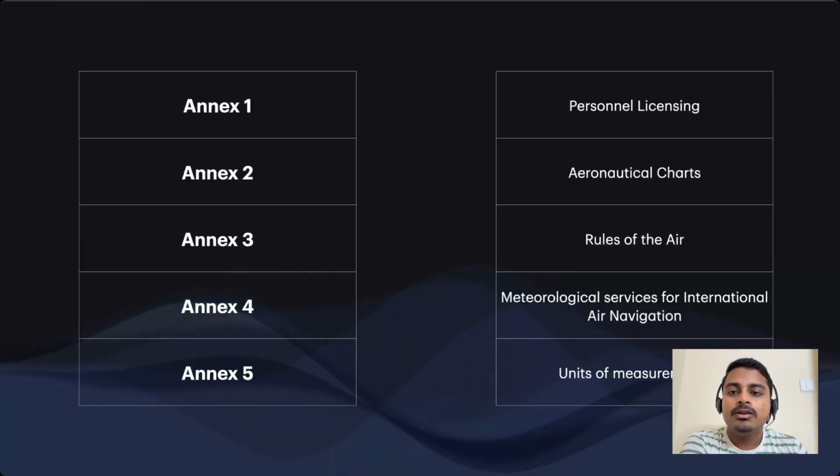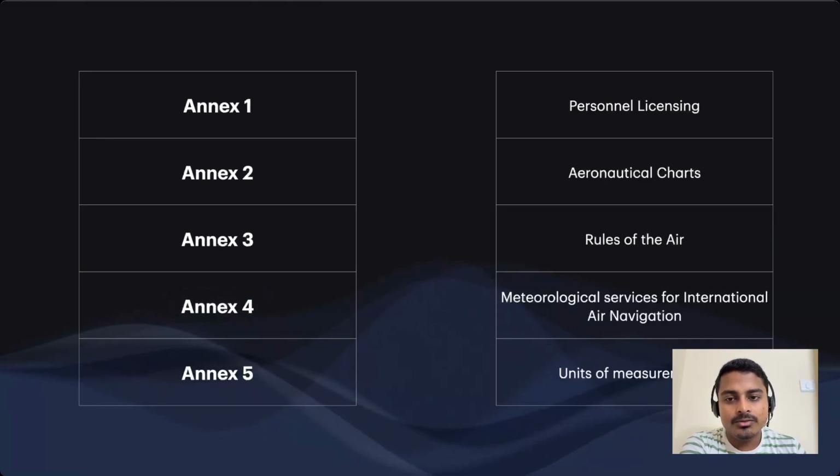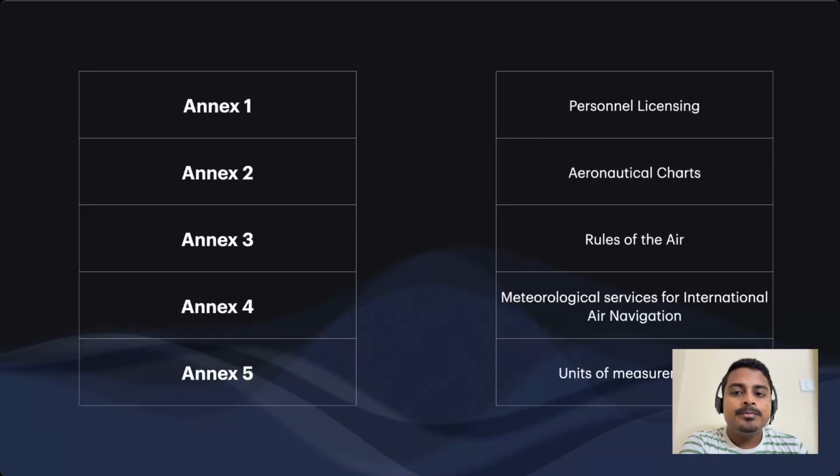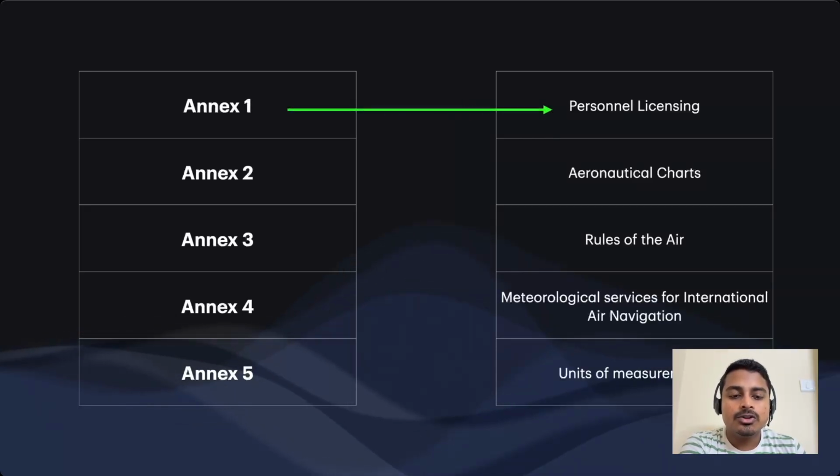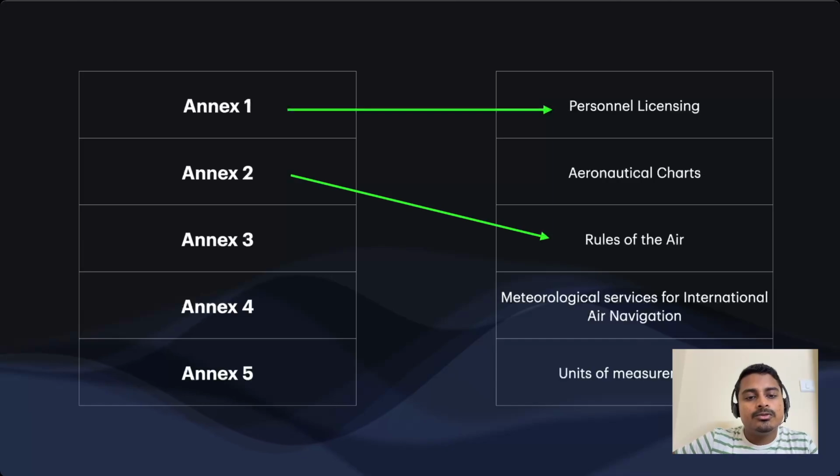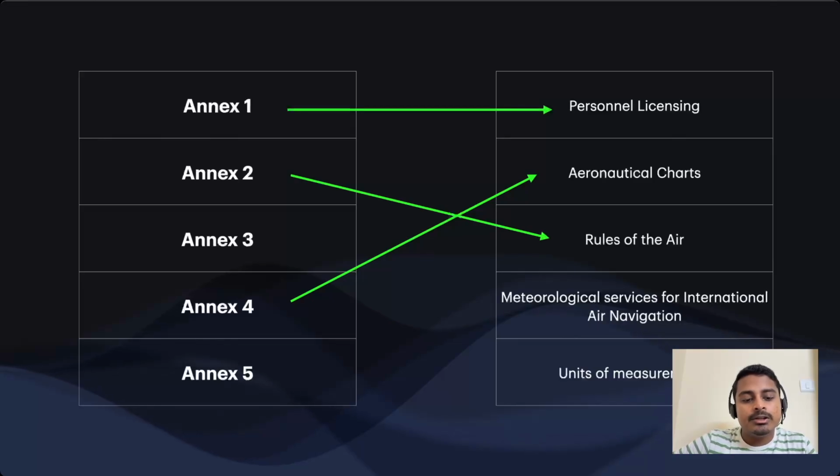Annex 1, we just solved the question a couple of minutes back. Annex 1 is for personnel licensing. This annex talks about the licensing of personnel, the crew and the pilots. Annex 2 talks about the rules of the air. We already saw that. Annex 4 talks about the aeronautical charts, the various charts used during air navigation.